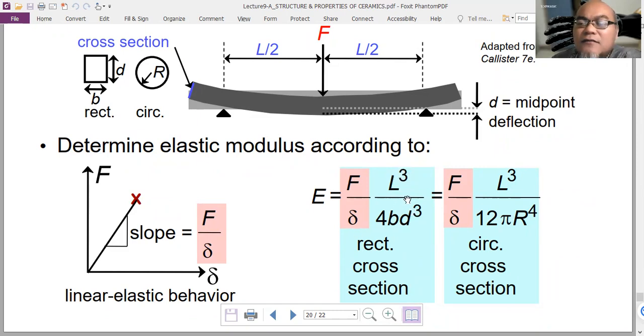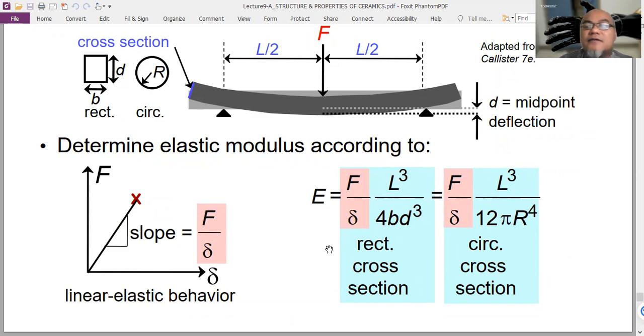This is the formula for the moment of inertia, I think, for this bending stress. And we'll have the slope times L cubed divided by 4BD cubed, where B is the width and D is the thickness, if it is rectangular. If it is a circular cross section, then L cubed divided by 12 pi R to the power 4. So the slope here, F over delta, is related with the Young's modulus.